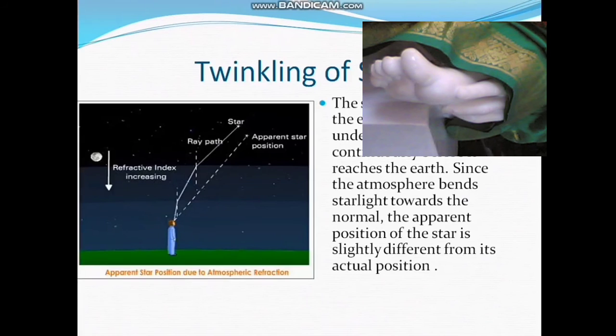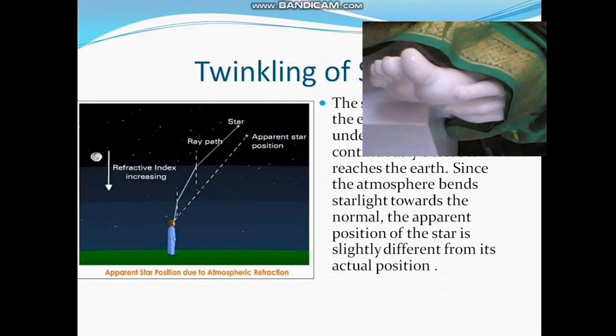Now let's look at the twinkling of stars. The twinkling of a star is due to the atmospheric refraction of starlight. The starlight, on entering the Earth's atmosphere, undergoes refraction continuously before it reaches the Earth. The atmospheric refraction occurs in a medium of gradually changing refractive index, since the atmosphere bends starlight towards the normal.